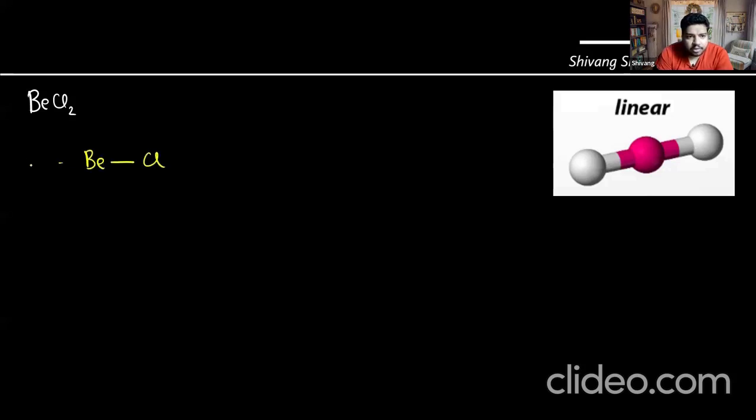It is going to be a beryllium, and then there will be two chlorines bonded to it, and then there will be lone pairs on chlorine, which we don't care about. This is our central atom here, and it has what? Two bond pairs, zero lone pairs, right? So we have a total of just two electron pairs, which are two bond pairs. So what is the best way of keeping these two bond pairs so that the repulsion between them is minimized?